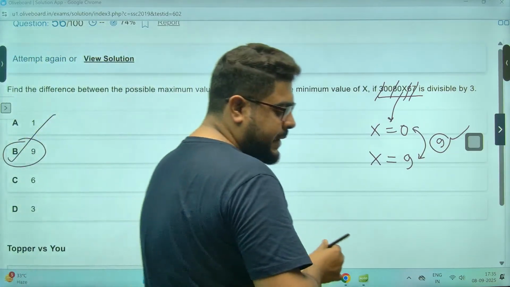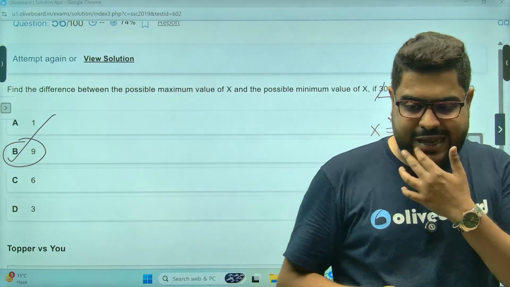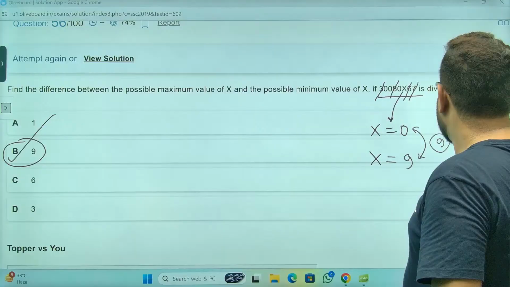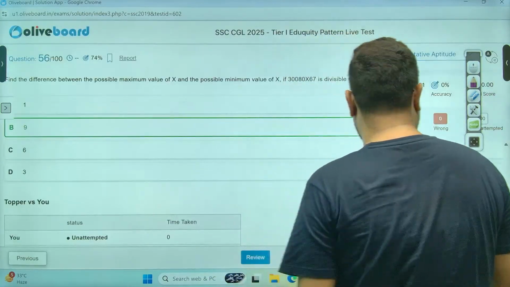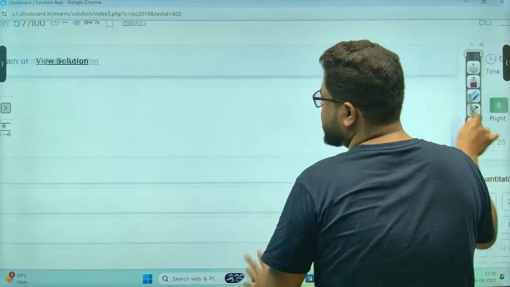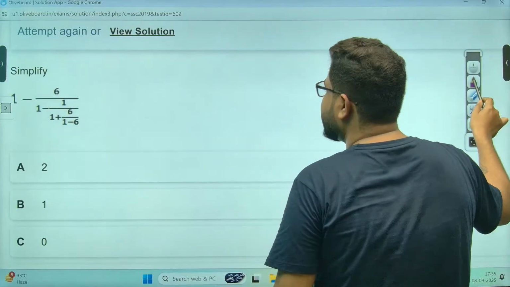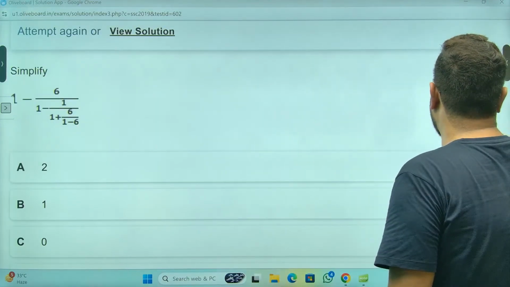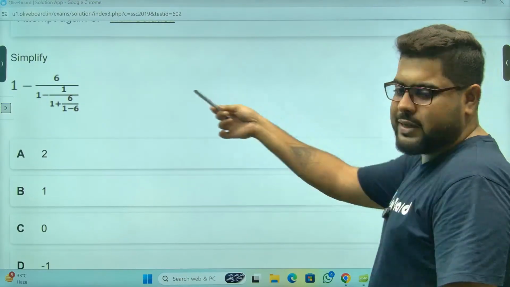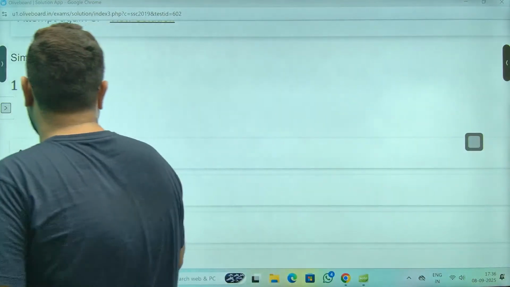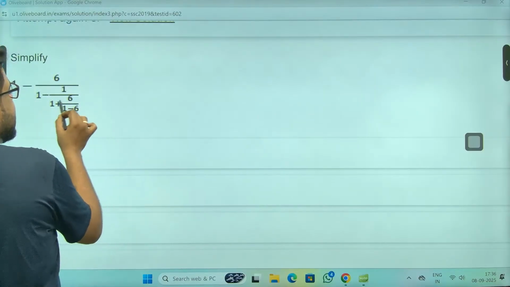It might look very big, but it is actually a two-liner question. Option B is the correct answer. Next one. So ladder fraction. Again, I'm not going into shortcuts. I don't think you need to remember shortcuts for this. It's a one-line question. This is -5.